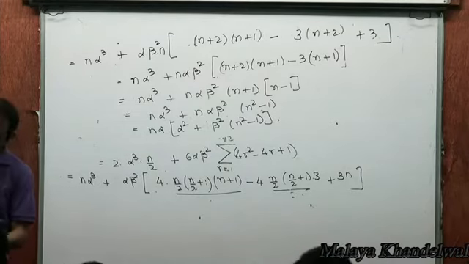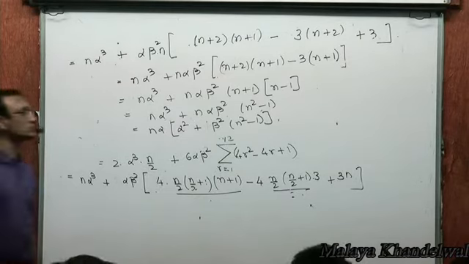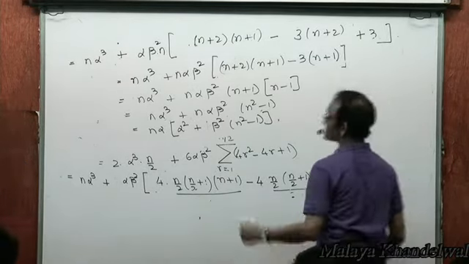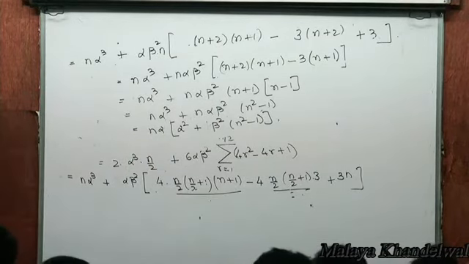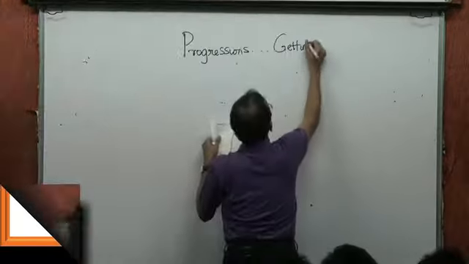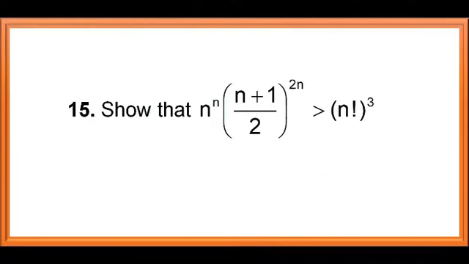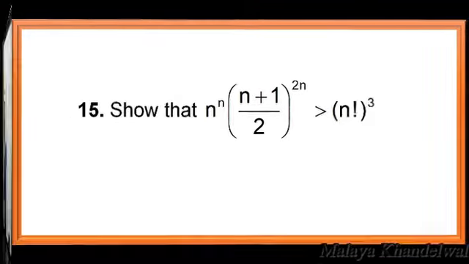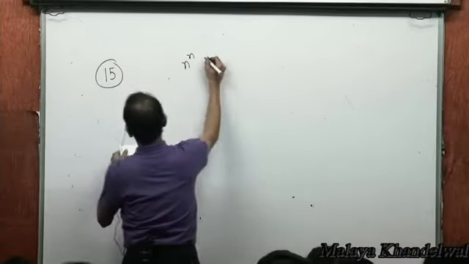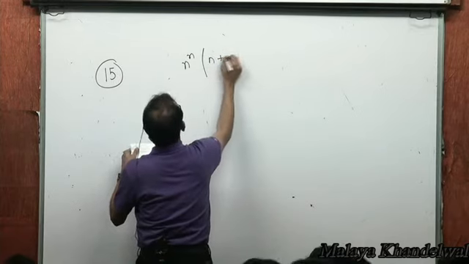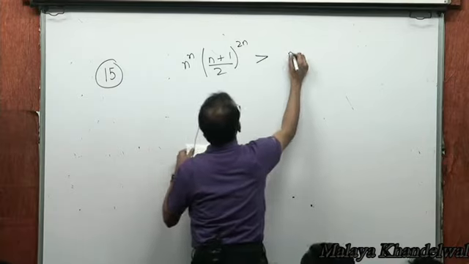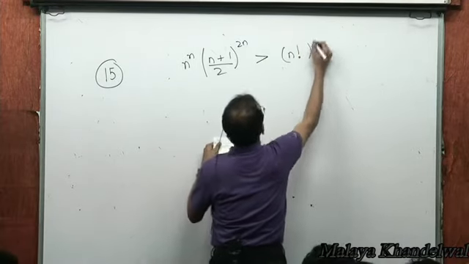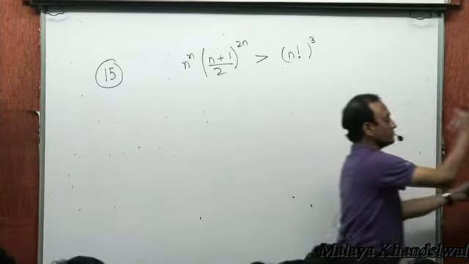Okay. See, number 16 is actually a standard result, and I want you to take cognizance of this. Can I wipe this off and go ahead with number 16? 16 from now on should be looked upon as a regulation result for the sake of this class. We want to show that n to power n into n plus 1 by 2 whole to power 2n is greater than n factorial whole cube. This is what we want to establish, right?